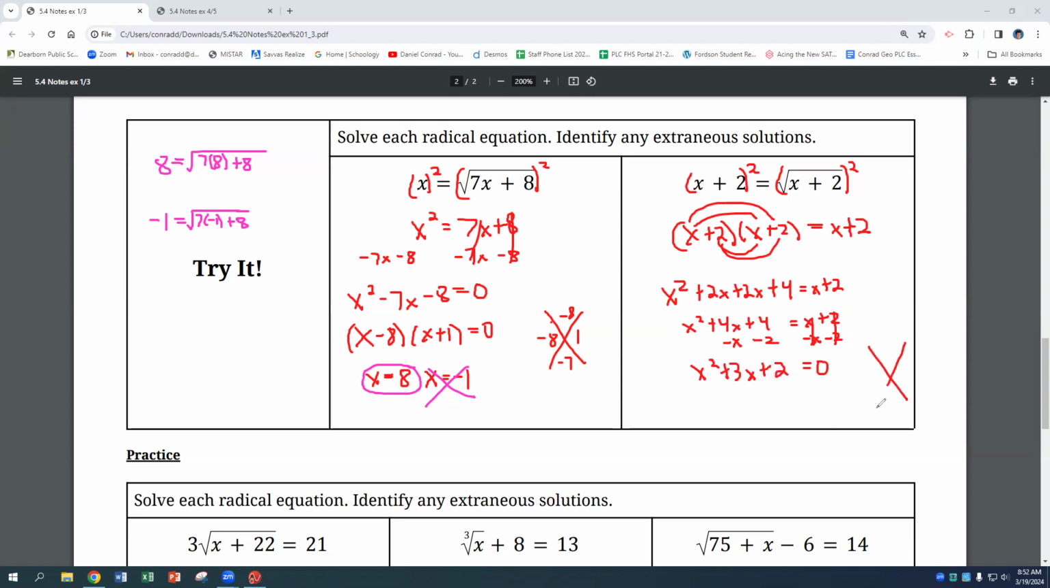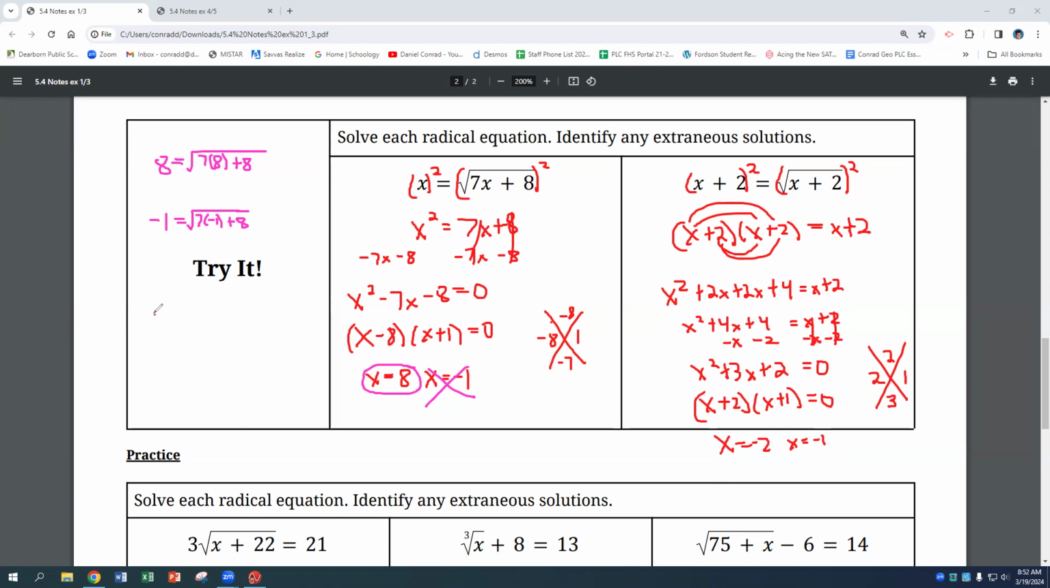If we use our x method, I'm looking for two numbers that multiply to 2 and add to 3. That would be 2 and 1. So I have x plus 2 times x plus 1 are my factors, which means my solutions here are going to be -2 and -1. I just need to check those answers by plugging them in.